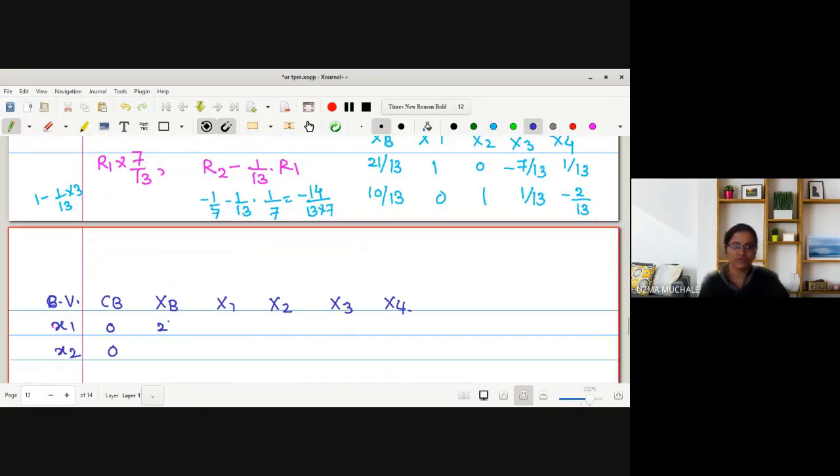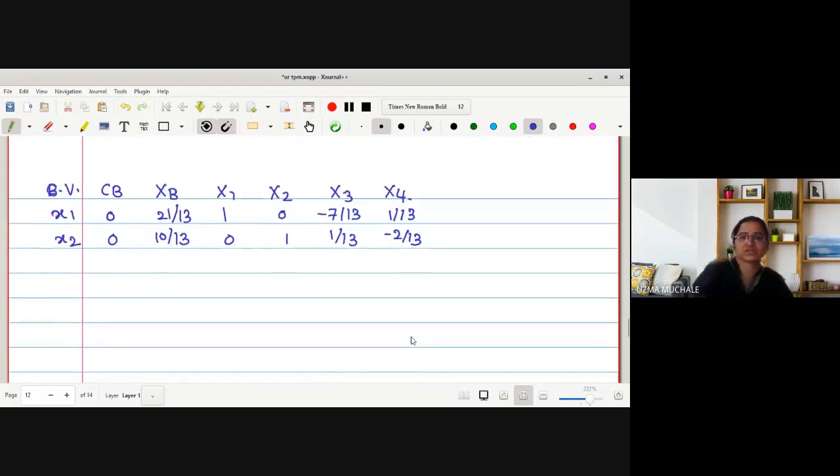XB column we have obtained is 21 by 13. This is 10 by 13. 1, 0, 0, 1. X3 minus 7 by 13, 1 by 13. Next 1 by 13, minus 2 by 13. Now we will calculate the net evaluations. What are the CJ entries? 0, 0, 0, 0. We are in phase 1, no? That's why the entries are 0, 0.